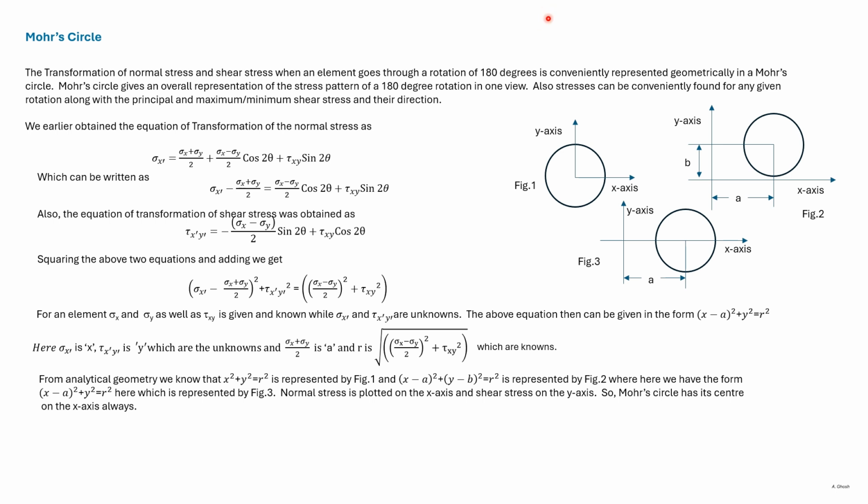Mohr's circle is helpful since it gives the overall representation of the stress for a 180-degree rotation in one view. It can be used to give the direction and magnitude of the principal stresses and the maximum and minimum shear stresses. We earlier obtained this as the expression of sigma x dash.